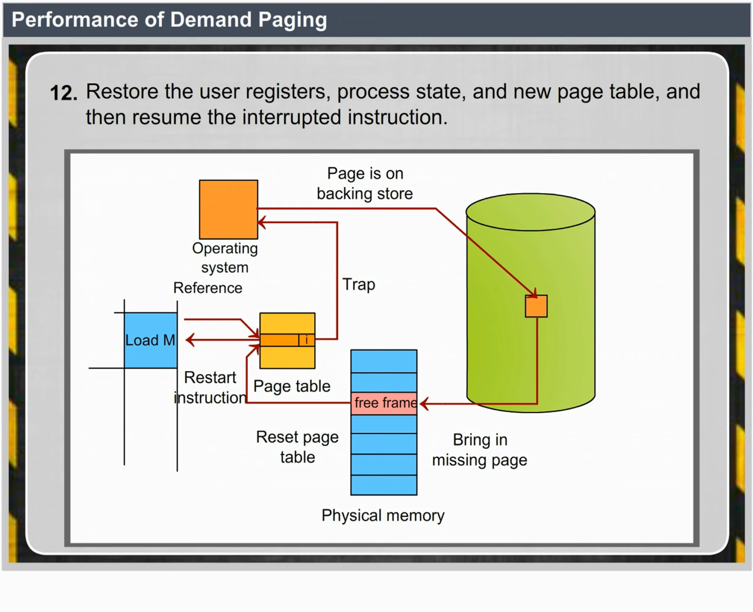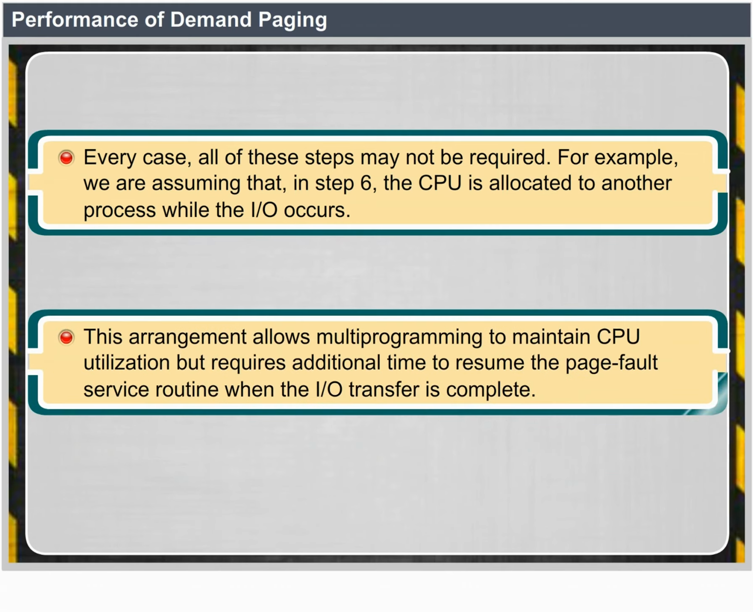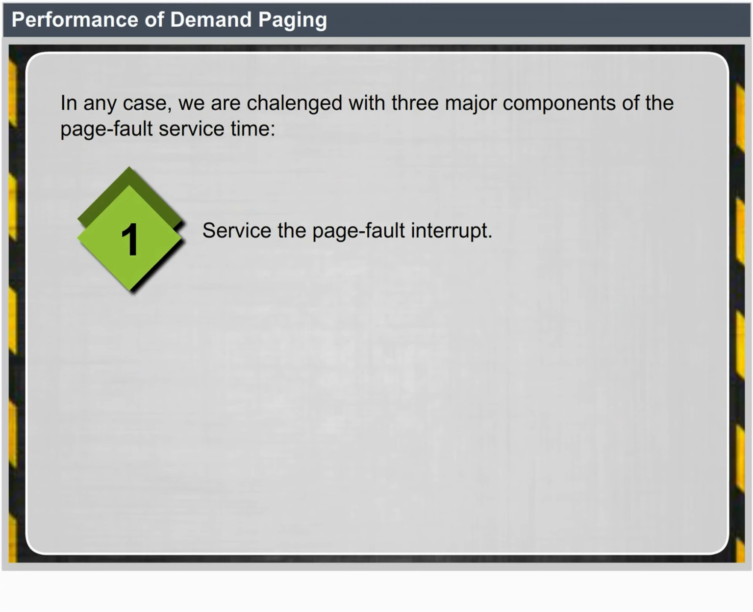Not all of these steps are necessary in every case. For example, we are assuming that in step 6, the CPU is allocated to another process while the input-output occurs. This arrangement allows multiprogramming to maintain CPU utilization but requires additional time to resume the page fault service routine when the input-output transfer is complete. In any case, we are faced with three major components of the page fault service time: service the page fault interrupt, read in the page, restart the process.